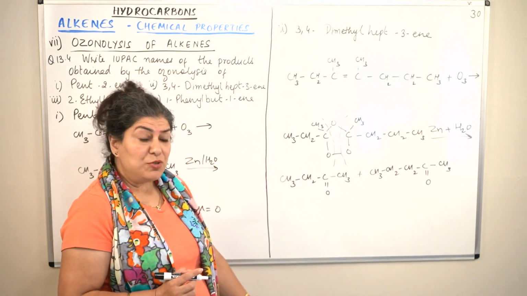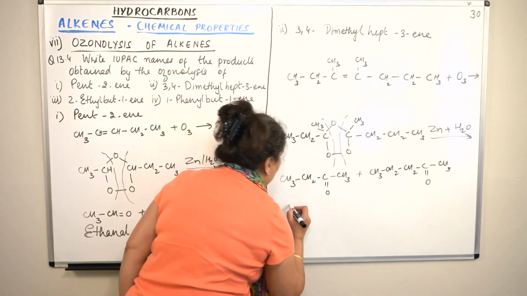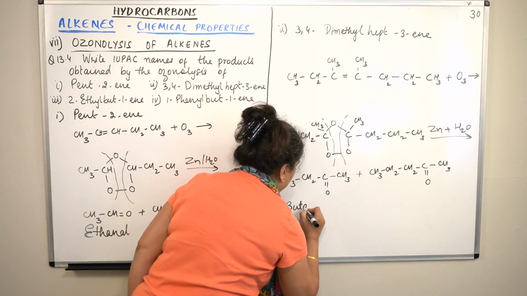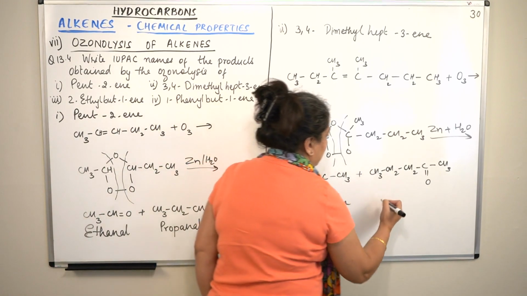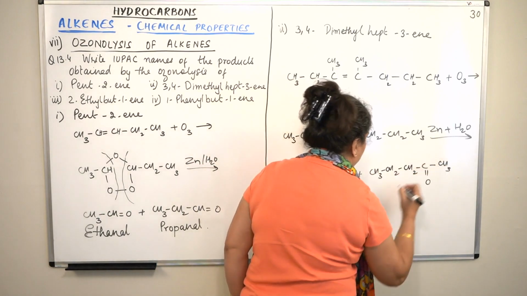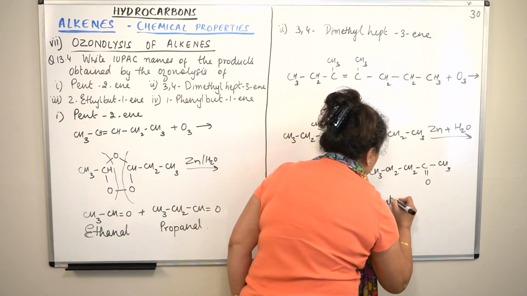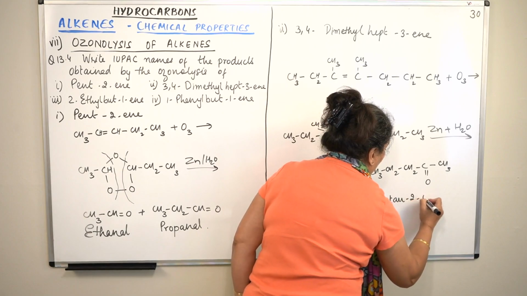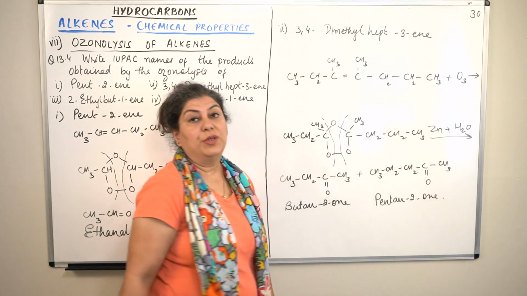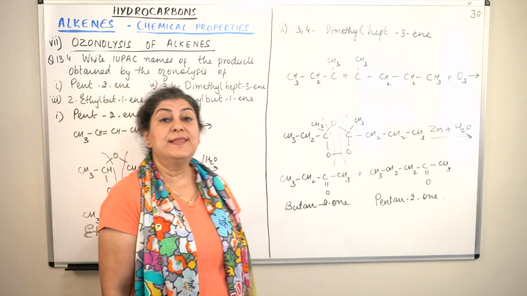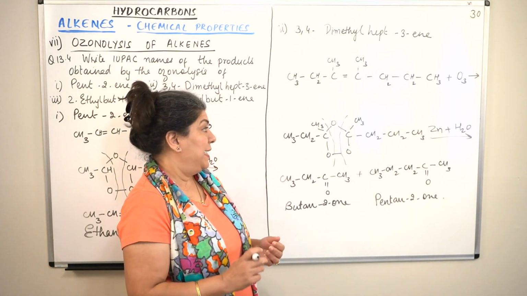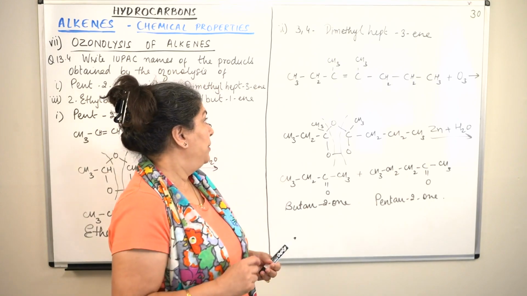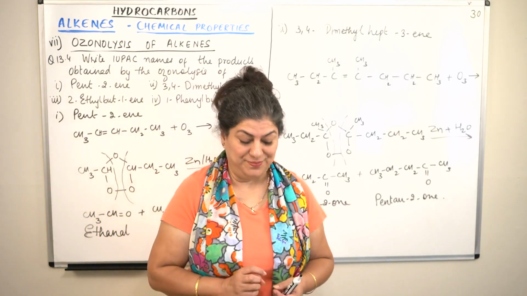So let us write the names of both the ketones. This is butane-2-one, and this is 1, 2, 3, 4, 5, pentane-2-one. The one is on the second carbon in both of these compounds, right? So you get butane-2-one and pentane-2-one. Give me a moment to clear up the board and then we'll solve the next problem.